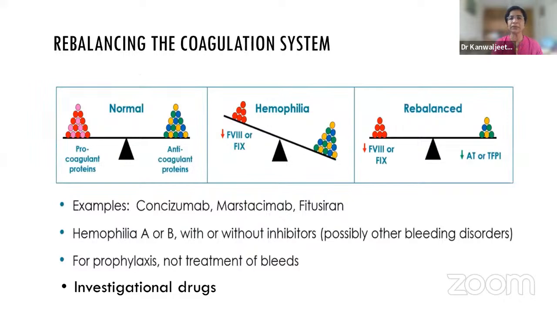They are, as you can see, not factor specific. So they can be used in both hemophilia A or B. They can be used with or without inhibitors. They are meant for prophylaxis. They are not meant for treatment of the disease. And they are currently investigational. So you can get MCQ in your exams. So it is important from theory point of view.